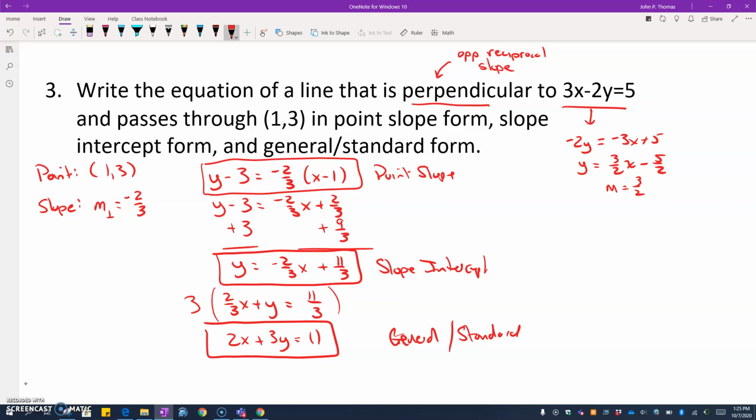It's just if they ask for the answer in point-slope form, stop after the first step. If they ask for it in slope-intercept, stop after you get to that point. If they ask you to get to general or standard, then you're going to work the full way through. All right, so it's really just where is your stopping point in the same flow of work for every one of those questions.